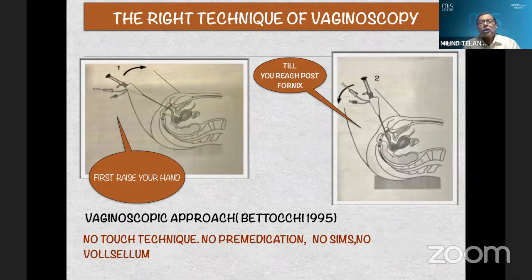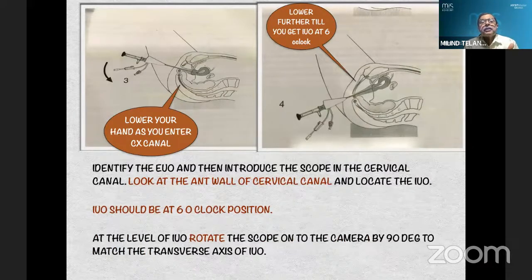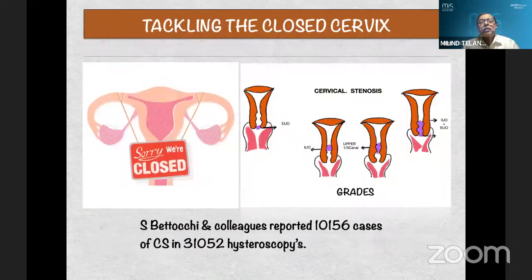Withdraw your scope, see the external os, and now start bringing your hand down. And as you get your hand down, enter the cervical canal. Here you can change the scope again, that is, turn the cable onto the 90 degrees to align with the external os to enter the cervical canal. As soon as you enter the cervical canal, one tip to remember, and you will never cause perforation. Look up to the anterior wall of the cervical canal. Never look in between or down. Look up. And as you progress ahead, automatically the internal os will come at 6 o'clock position in a 30-degree scope. Once it comes there, turn the cable onto the scope, align it to the transverse axis, and you move in smoothly. So this has to be learned by each one before coming in.